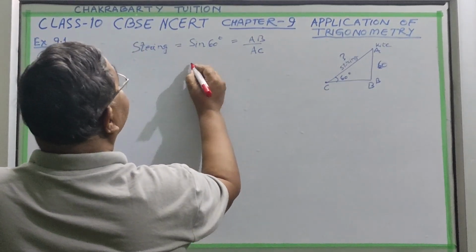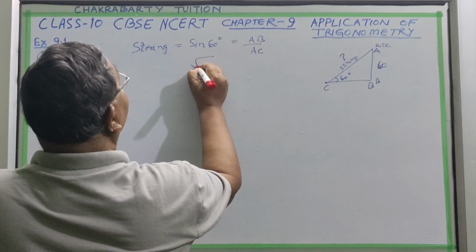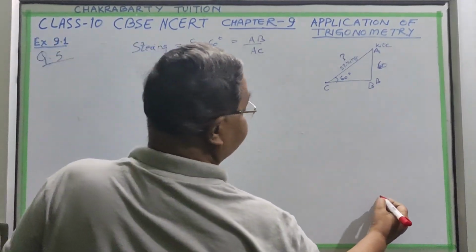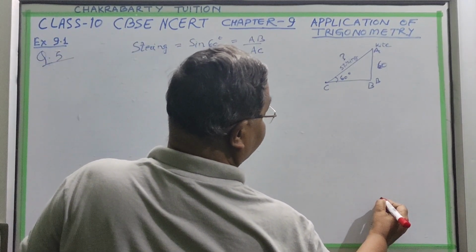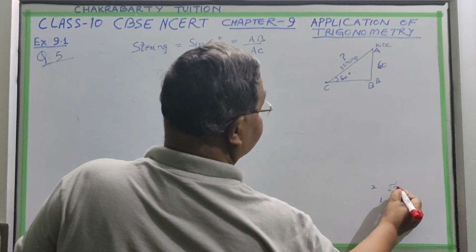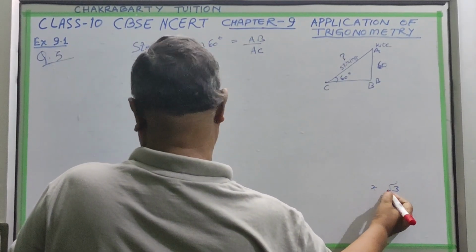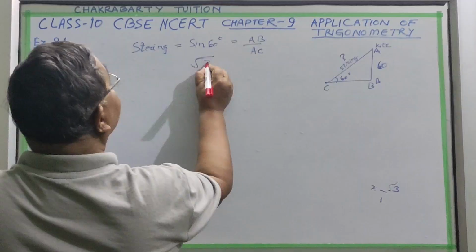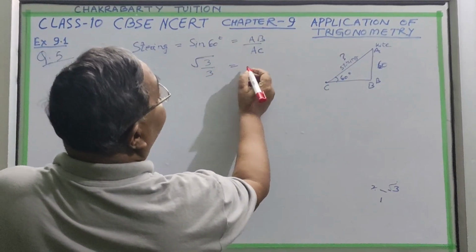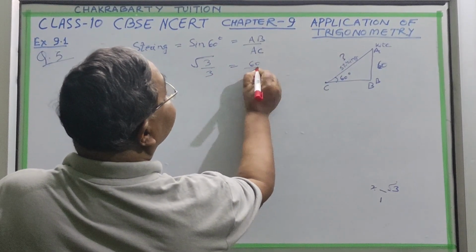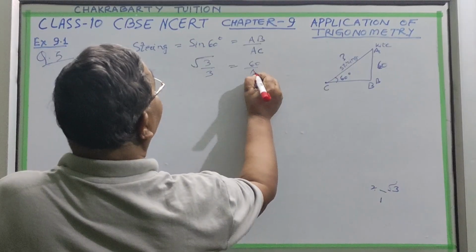So sin 60 is √3 by 2. Sin 60 is √3/2. So sin 60 is √3 by 2. And AB is 60, and AC you have to find out.